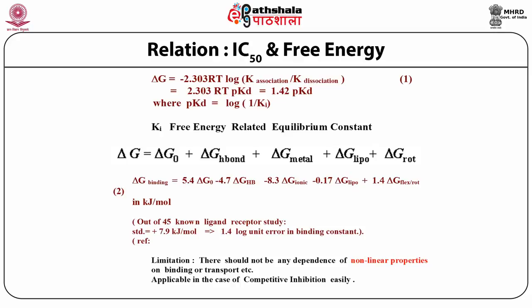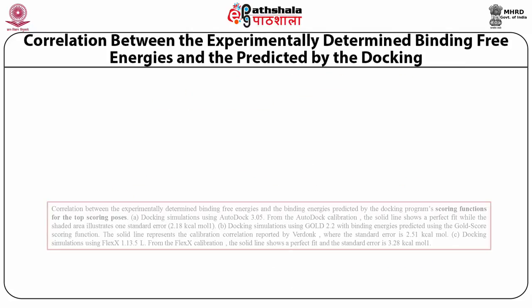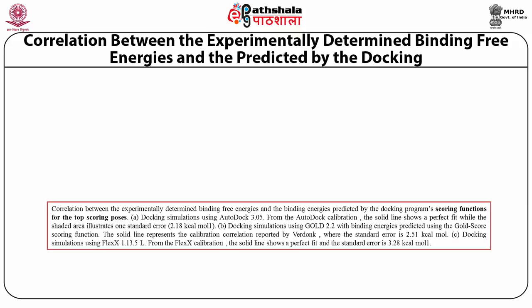That is the most important part: we should have included dependency on the nonlinearity. We assumed all the interactions are linearly related, and that leaves out a lot of other interactions. Also, it is applicable only to competitive binders. Correlation between the experimentally determined free energy and that predicted by docking one can calculate by the previous equations.